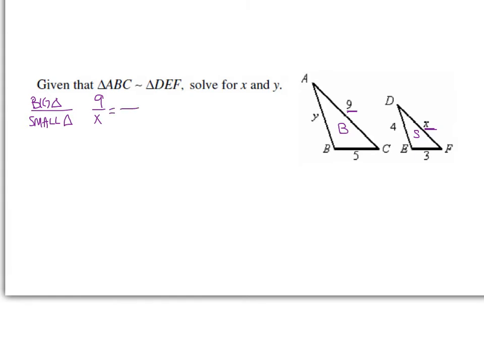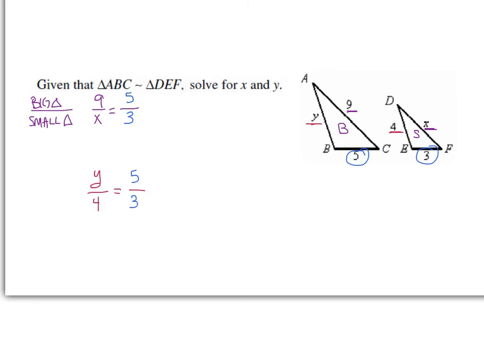If I want to find my y, I need to use my y with my 4, so my big over the small triangle, and then I need to use a ratio on the other side as well. So the other side needs to be just two numbers, so the only other two sides that I could use is my 5 and the 3, and I'm going to use that on both of them because I need two numbers for both of them. So there's my setup for my x and for my y.